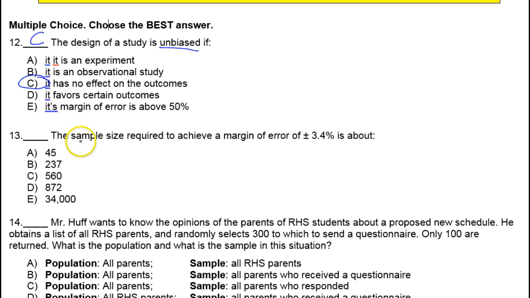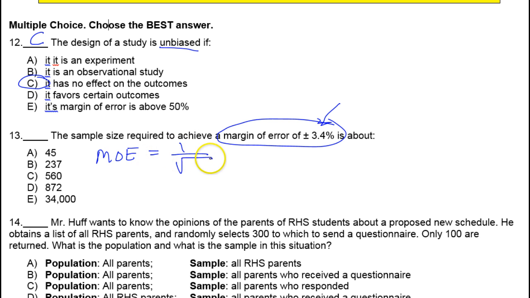Okay, now number 13, the sample size required to achieve a margin of error of blah. Okay, so they're giving us the margin of error this time. So remember the formula goes like this. Margin of error is equal to 1 over the square root of the sample size. So if the margin of error is 3.4%, am I going to put 3.4 right here? All right, because that's the margin of error. So is that what I do? Should I go on from here?